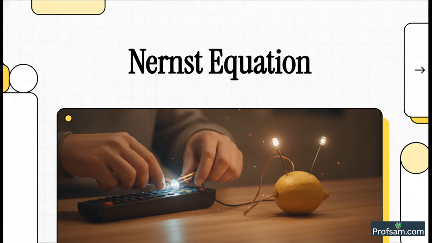Hello, students. Today, we are going to look at a topic that sometimes feels a little difficult, but is actually behind a very common experience. We are talking about the Nernst equation. Now, what if I told you this equation is the reason your phone battery percentage goes down?